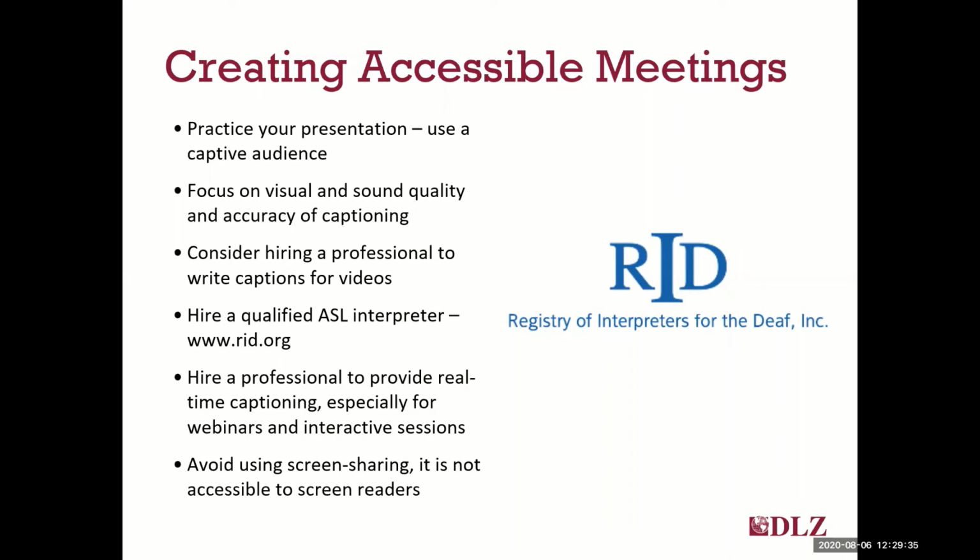Avoid using screen sharing options available with some meeting platforms, including Zoom. They're usually not accessible to screen readers. Use the webinar feature instead, like we are doing today. Obviously, if you are doing an internal company meeting and know all your attendees, again, your options change. Just be aware of your audience.